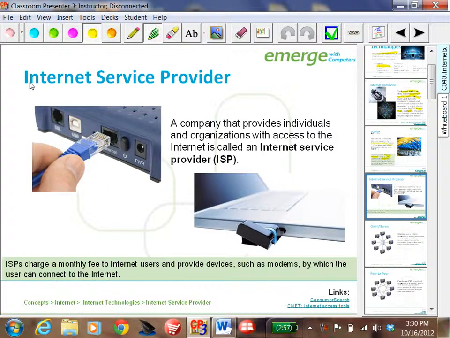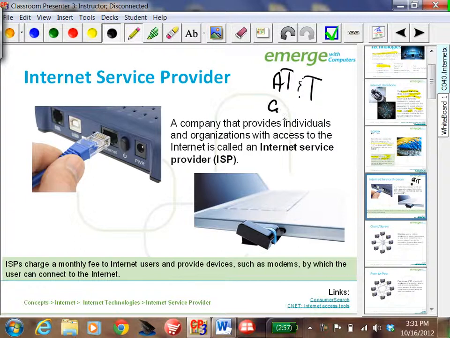You have internet service providers. That's the company that you pay money to every month to be able to use the internet. So a company that provides this is an ISP, and ISPs are companies like AT&T, Comcast, and others.